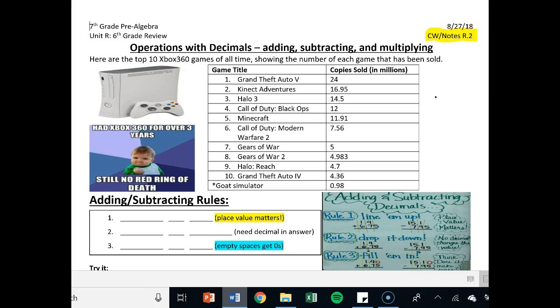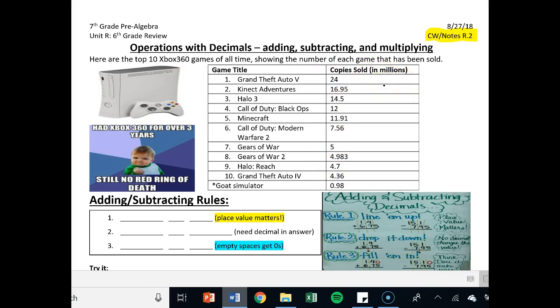So today we're learning about operations with decimals, adding, subtracting, and multiplying. So here are the top 10 Xbox 360 games of all time, showing the number of each game that has been sold. So we got Grand Theft Auto all the way to Grand Theft Auto 4. I put in Goat Simulator there as well, and then these are the copies sold in millions, right?